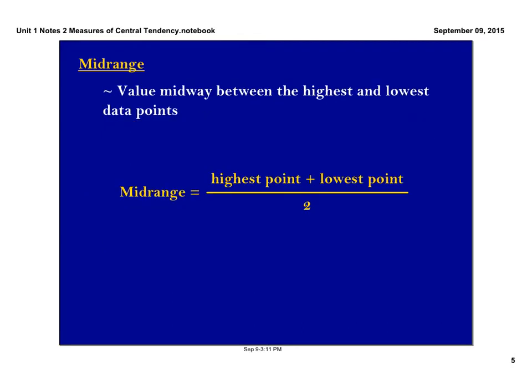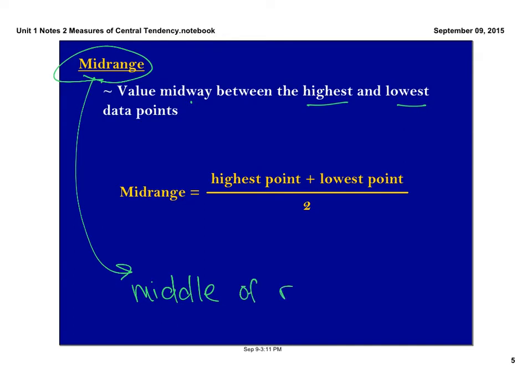All right, the last one that we're going to talk about for measures of central tendency, and then we'll do an example with a couple of these, is the mid-range. This is one that you maybe have never heard before. So the mid-range is the value that's midway between the highest and the lowest. It's literally the middle of the range. If you think of the range of a data set, the range of a data set was the highest minus the lowest.